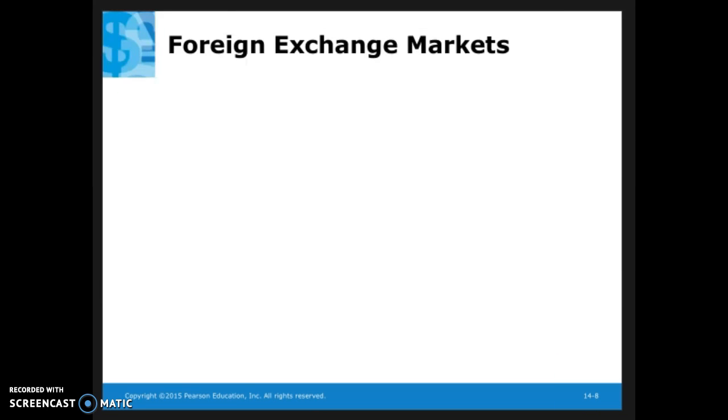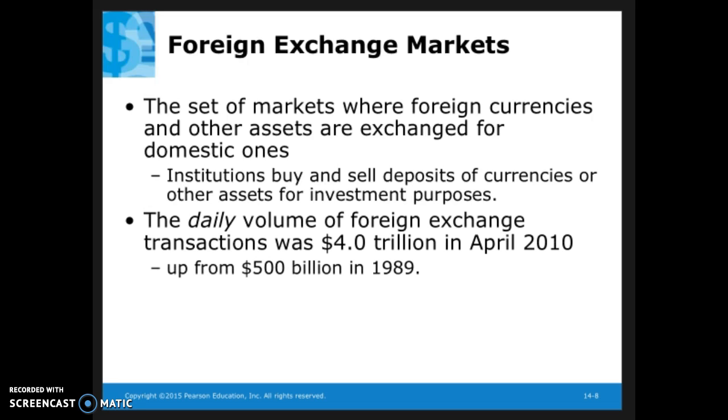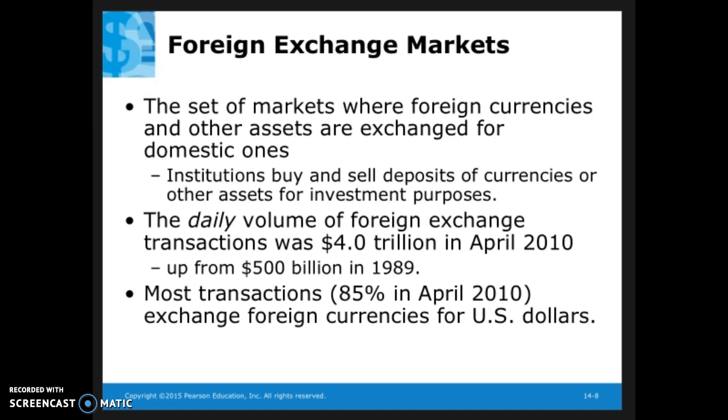So foreign exchange markets. These are a set of markets where foreign currencies are exchanged for domestic ones. Institutions buy and sell deposits of currencies for investment purposes. The daily volume has been estimated at around $4 trillion, which is up from $500 billion in 1989. 85% of transactions in 2010 were exchanging foreign currencies for US dollars.